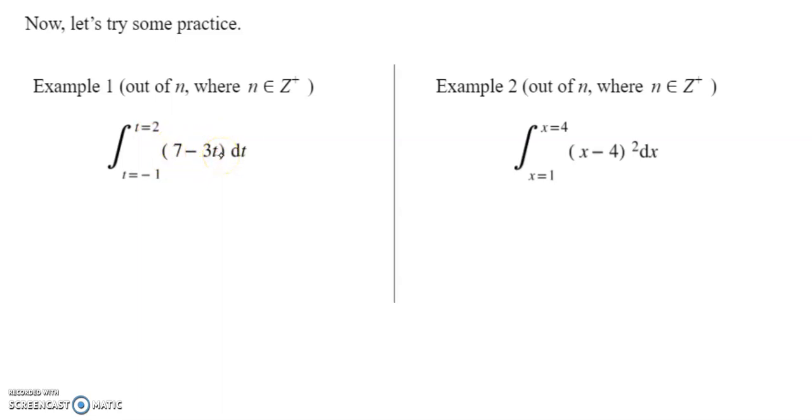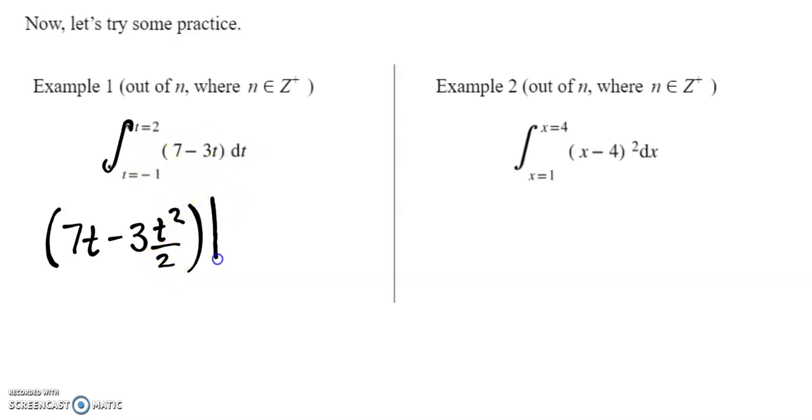Well, I learned in the video from before about the fundamental theorem that there's a nice shortcut that I can take. And that is, this sign says take the antiderivative. So taking the antiderivative using my power rule, I'm going to have 7t minus 3t squared over 2, because you increase the power by 1 and divide by 2. And this time I don't need a plus c. I need to evaluate that antiderivative from -1 until 2.